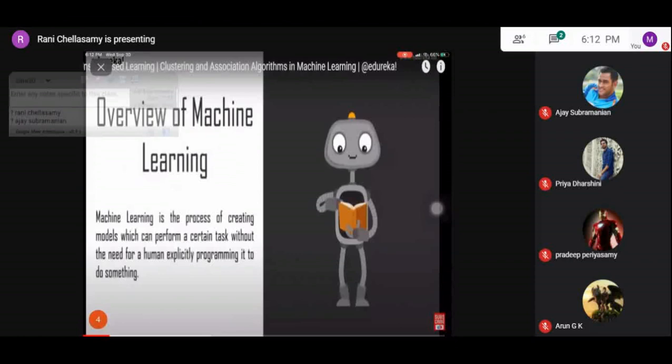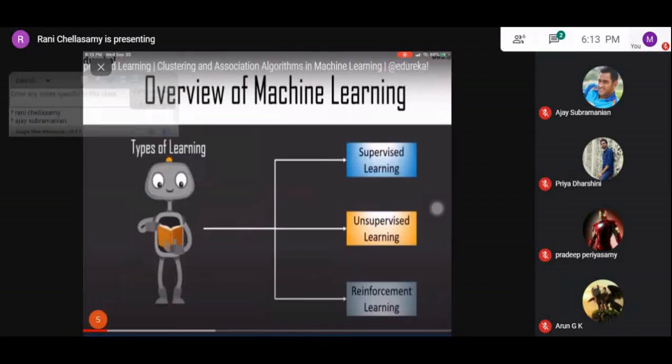Starting with the machine learning overview, machine learning is the process of creating models which will perform certain tasks without the need for a human explicitly programming them to do something. We have already seen that the types of learning algorithm fall into three categories: one is supervised learning, the other is unsupervised learning, and the third is reinforcement learning. Supervised learning means a teacher will be guiding the students.